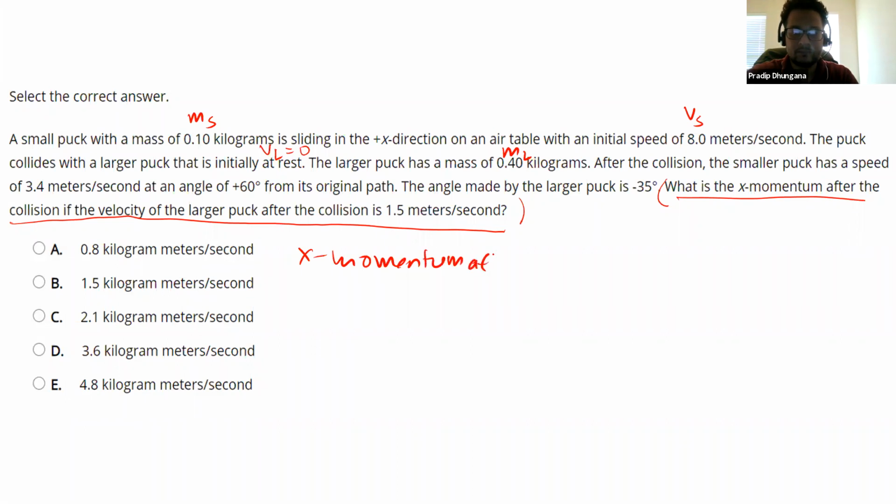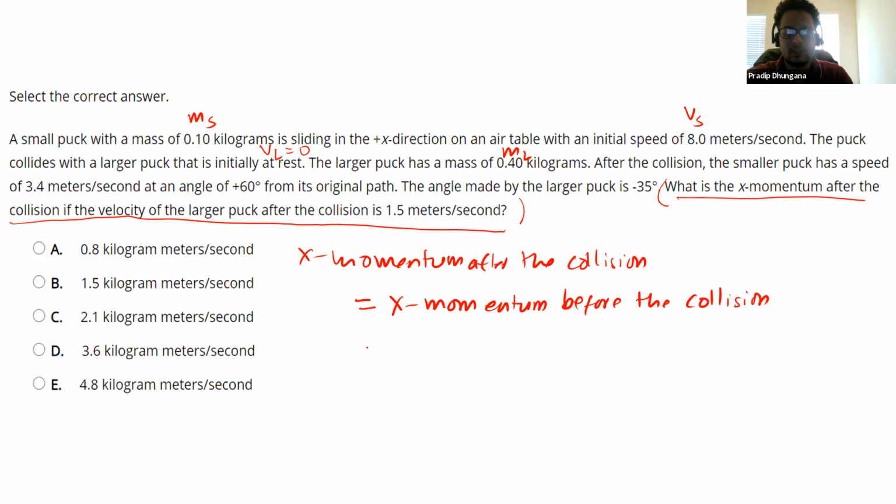X momentum after the collision is exactly equal to x momentum before the collision. And then how do you calculate x momentum before the collision? To calculate momentum, we multiply mass and velocity for both the small puck as well as the large puck and add those to each other.